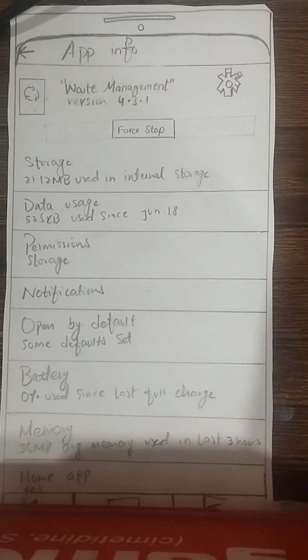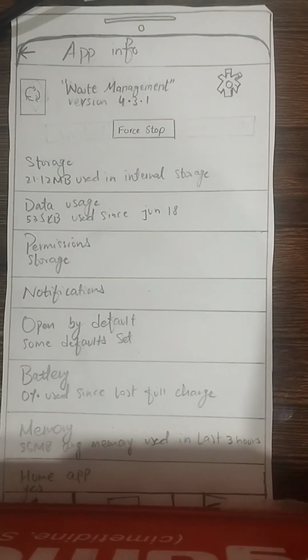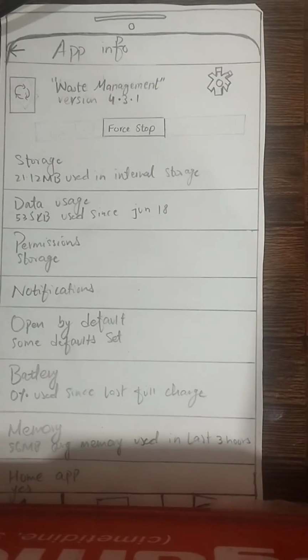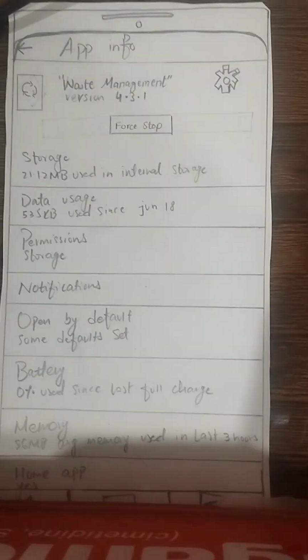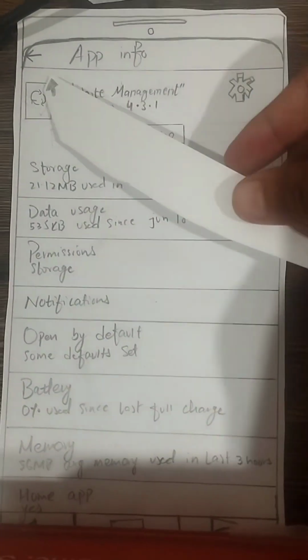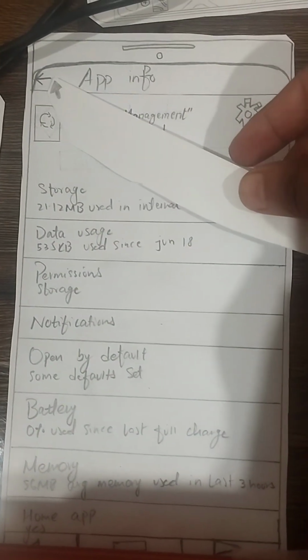Look at that for the storage, data usage, permissions, notification, open by default, and some defaults. So set up to be a battery, location, and memory, and a home app can be used. So we can click the button, then we can come back to the home page.